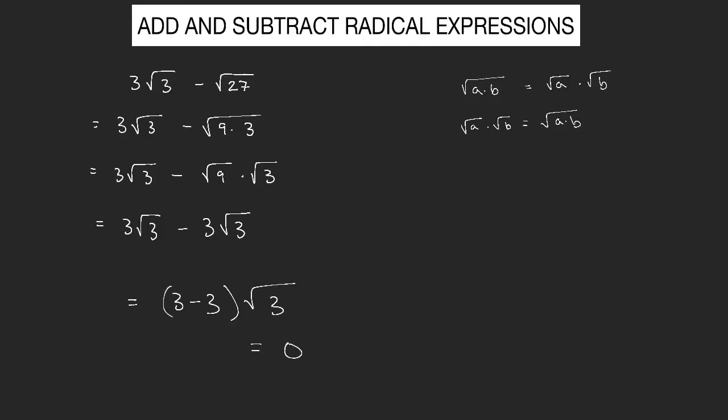That equals 0 times square root of 3. Okay, anything times 0 equals 0. So this kind of cancels itself out. What we're left with is 0. So our answer for this problem is 0.